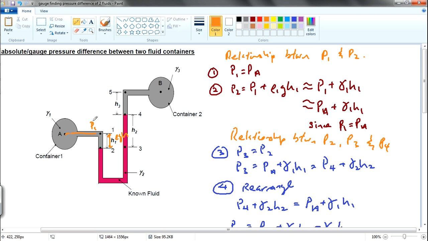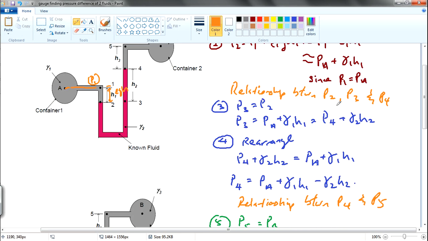So this is P1 over here and the rho GH here. Since P1 is equal to PA, as I mentioned earlier, this relationship can be rewritten with PA. While rho 1 G is actually specific gravity, we can rewrite it as specific gravity 1. This you should know. If it doesn't ring a bell, then you should go and check it out.